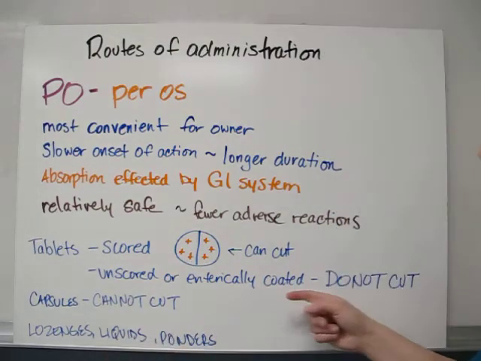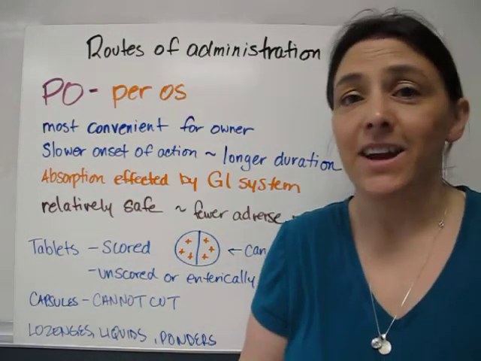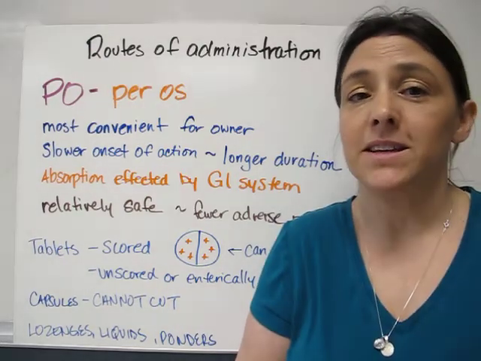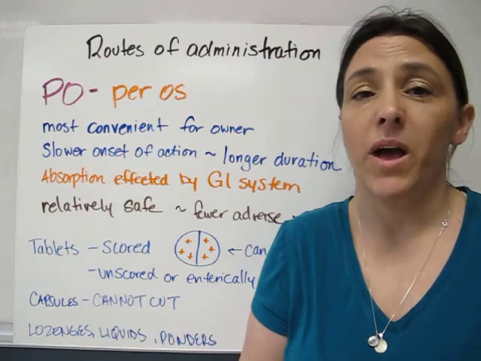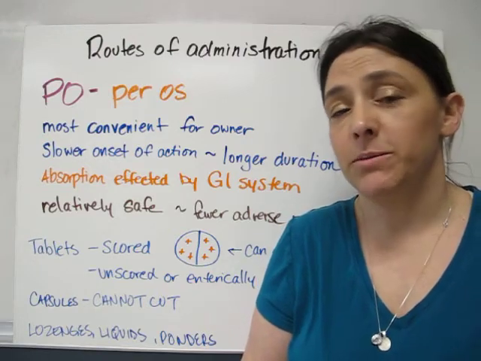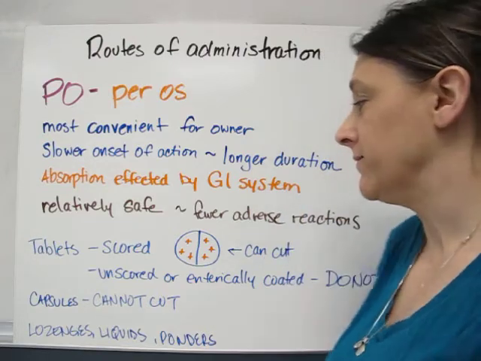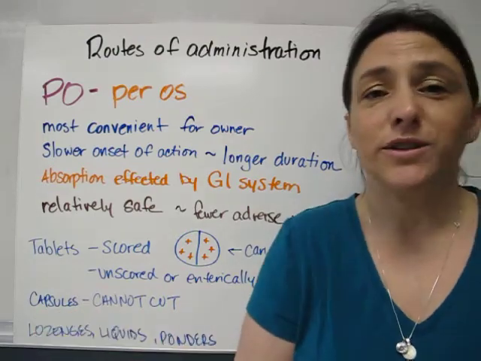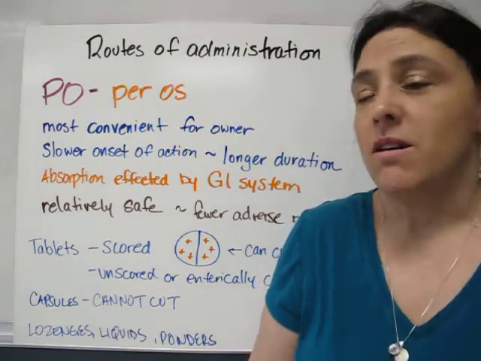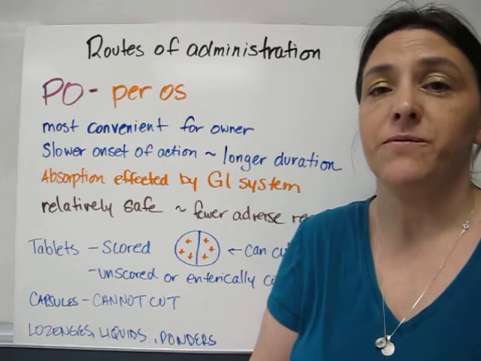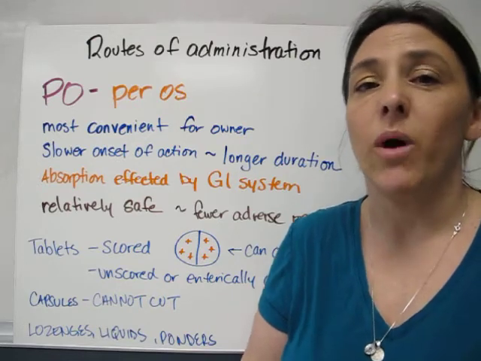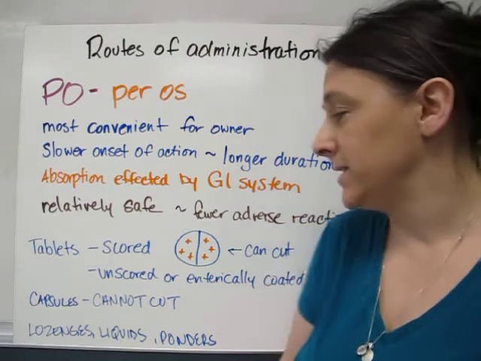If it is enterically coated, you cannot cut it. There's a reason why it has the enteric coating around it. The company needs it to dissolve a certain way in the GI system in order for the drug to remain active. Obviously, capsules, you can't cut a capsule. You may be able to open the capsule and put it on some food, but again, it depends on why the manufacturer has it capsulized.